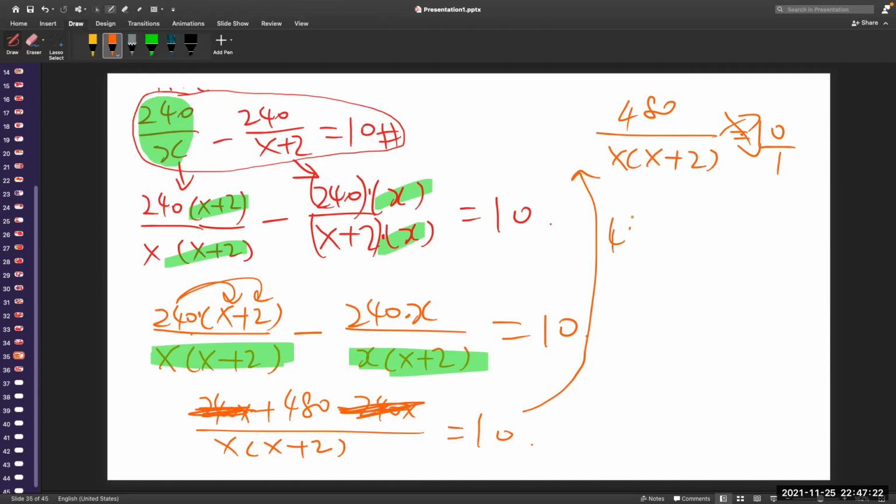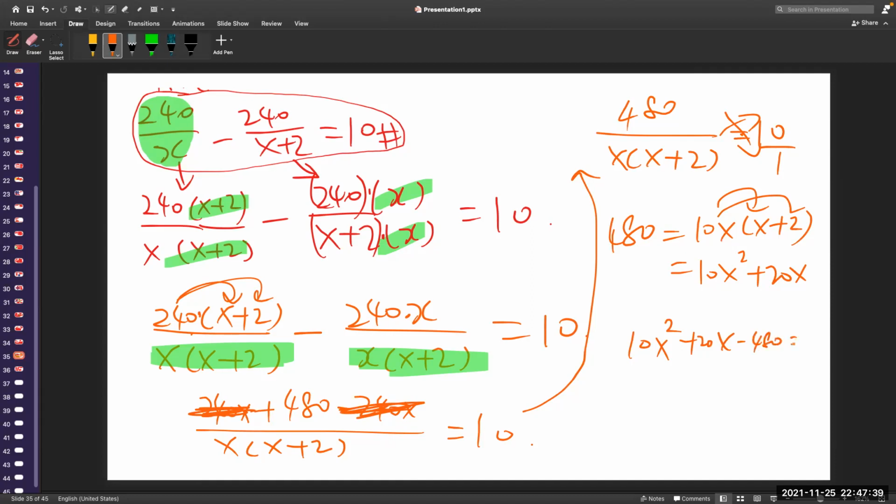480 times 1 is 480, equals 10 times x plus 2. Open up: 10x squared, open up 20x. Move everything to one side, so you end up with 10x squared plus 20x minus 480 equals 0. So this is what you will end up with. But of course, you can simplify further, because you have a 0 here, a 0 here, and a 0 here, so you can simplify until you get this.